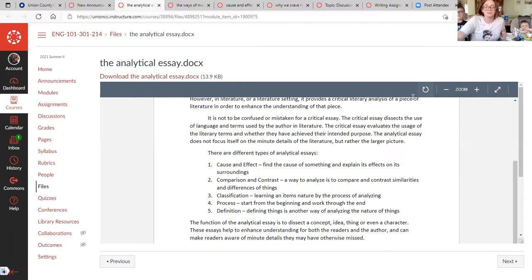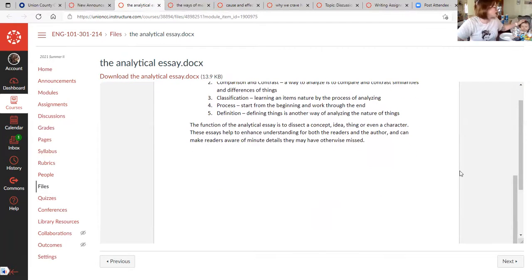Okay, so the function is really just to dissect something so that you can come to your own analysis of it. Again, you probably would see an analytical essay in a lab report maybe for science class.